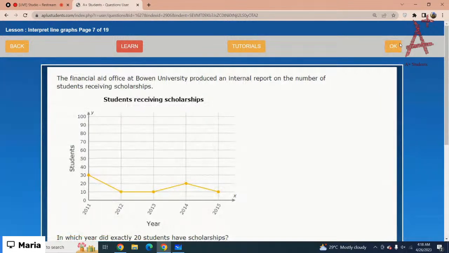Okay, the Financial Aid Office at Bowen University produced an annual report of the number of students receiving scholarships. In which year did exactly 20 students have scholarships? So just match the 20 students with the year. So which is the correct option?